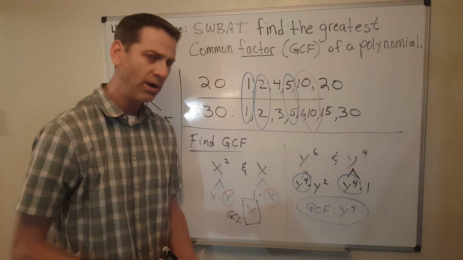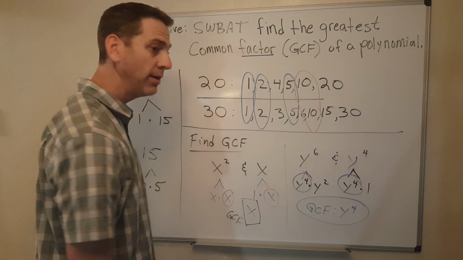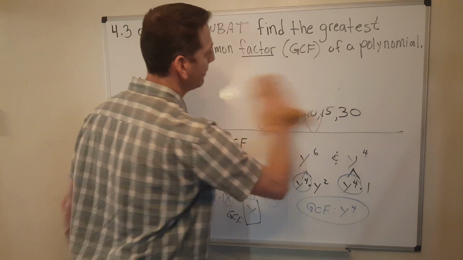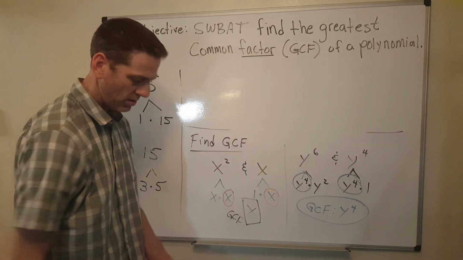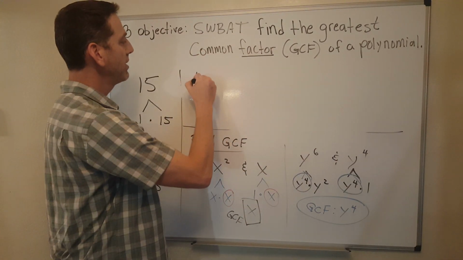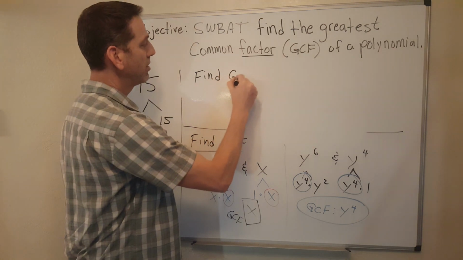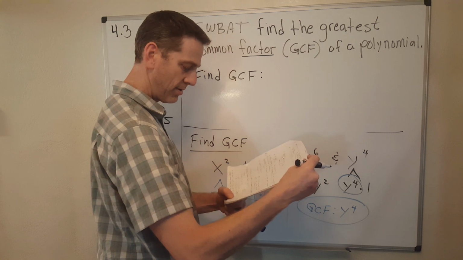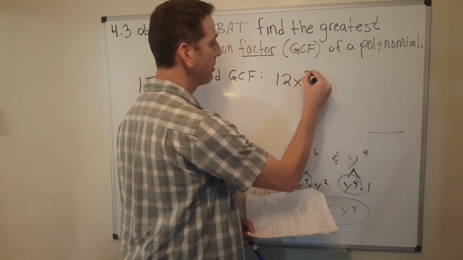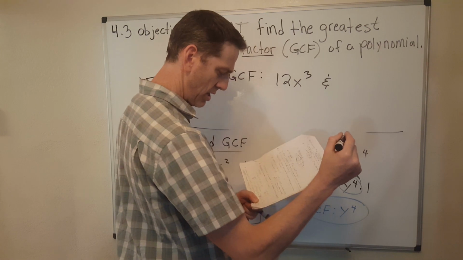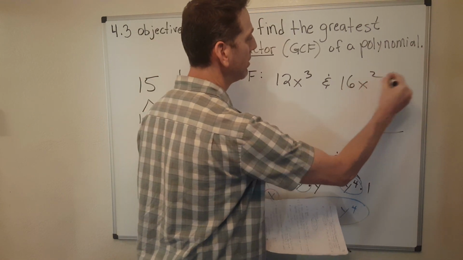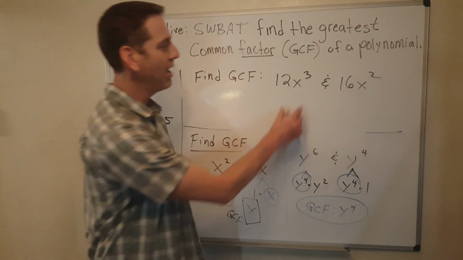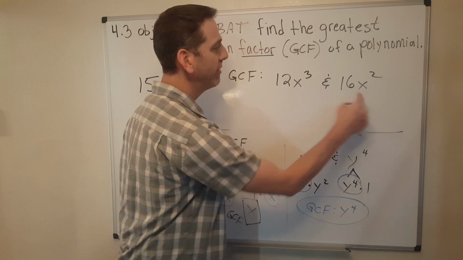All right, let's try one more, and I'm going to need some space here. Let's find the greatest common factor of 12x to the 3rd and 16x squared. Oh, all right, now we're getting a little more complicated, right? Because now we have numbers and we have variables all at the same time.